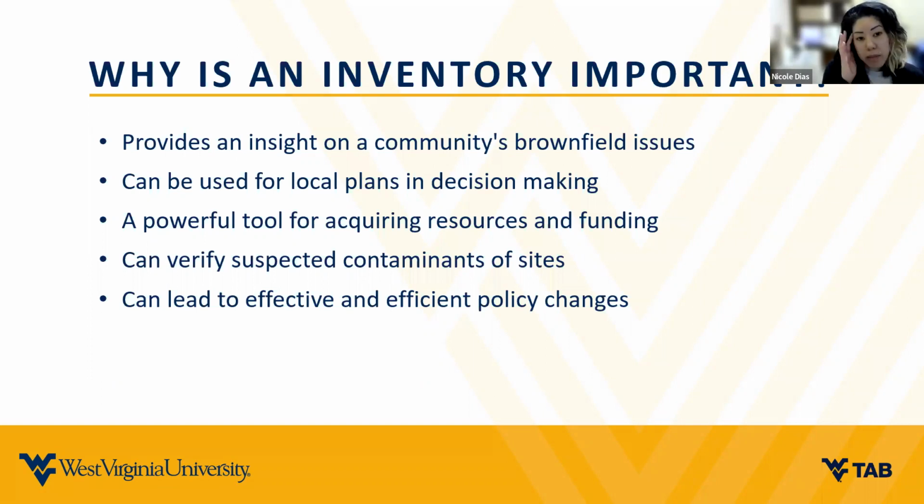By having a good idea of how many brownfields are in your community, that can be used for local plans and decision-making. Incorporating your brownfield inventory into your local plans, such as comprehensive plans, provides a way to apply for different resources, such as funding, EPA funding included. An inventory can also verify suspected contaminants of sites, especially old industrial sites that have been shut down. And it can also lead to effective and efficient policy changes.